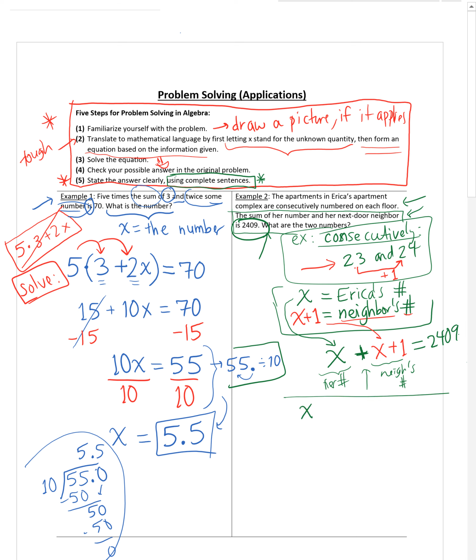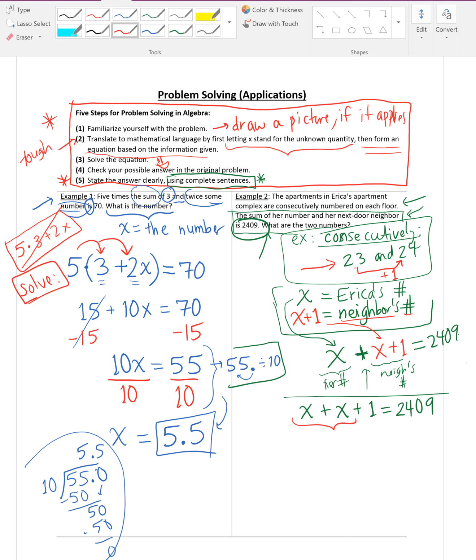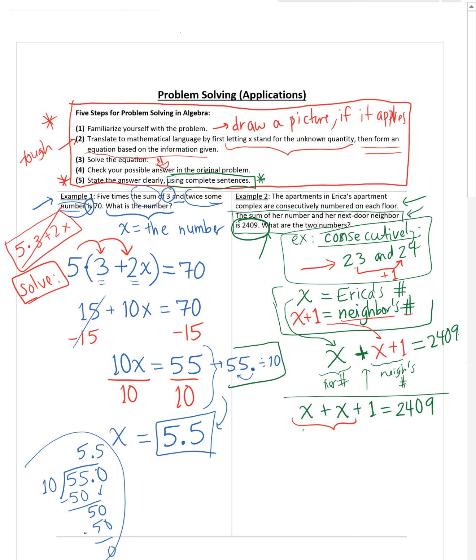I'm going to just rewrite it here. Okay, X plus X plus 1 is 2409. And then I notice I have like terms on one side of the equation right away. There are two X's here. I might as well add them. And remember, you can think of them both as 1X, even though they just have an X. So this is like a 1X and a 1X. I would add the coefficients. 1X and 1X is 2X. Plus the 1 that was sitting there is equal to 2409.